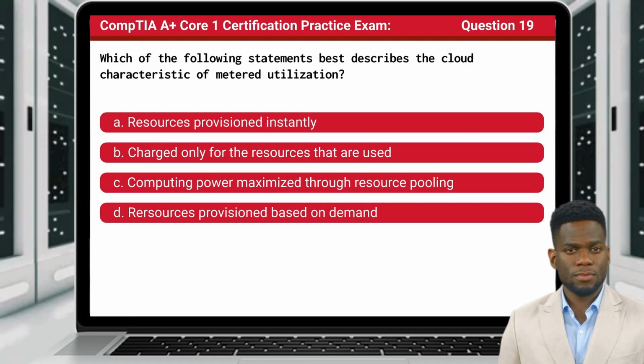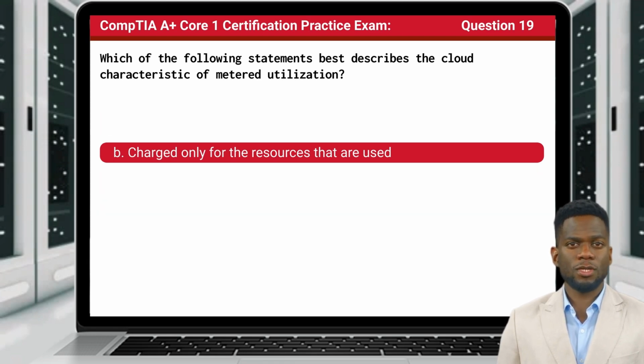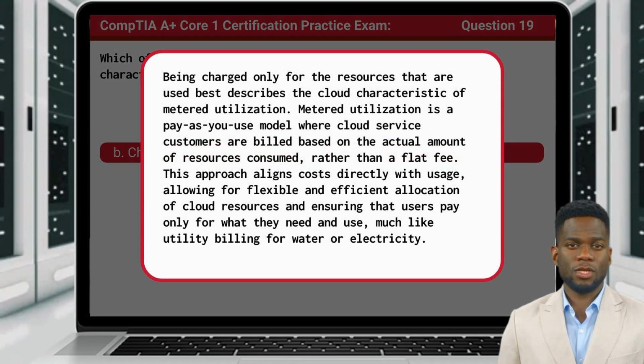Question 19. Which of the following statements best describes the cloud characteristic of metered utilization? The answer is B. Charged only for the resources that are used. Being charged only for the resources that are used best describes the cloud characteristic of metered utilization.